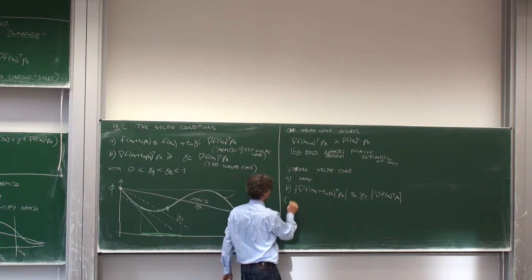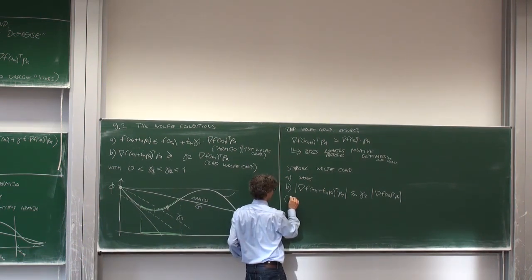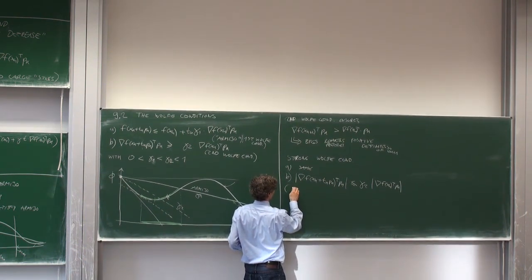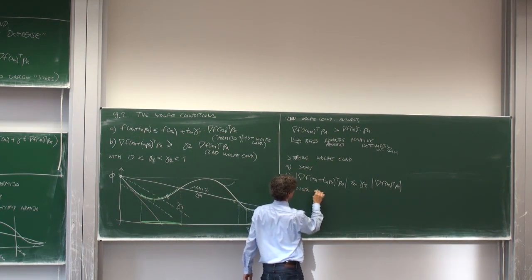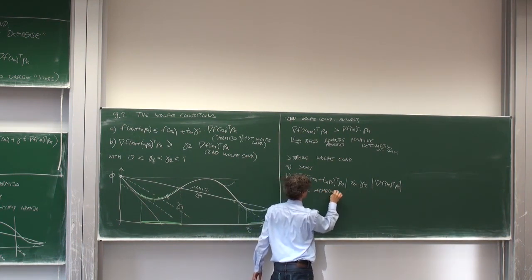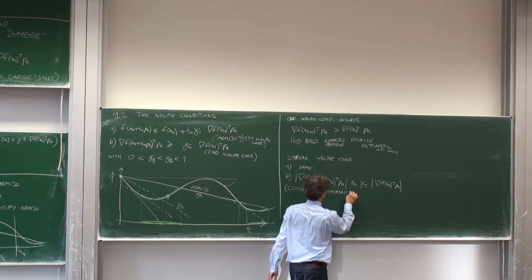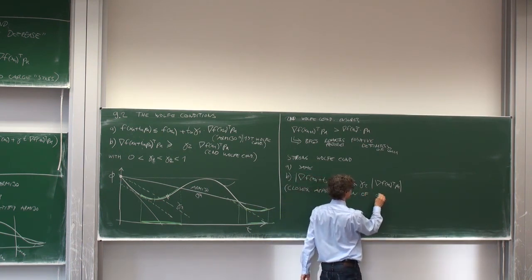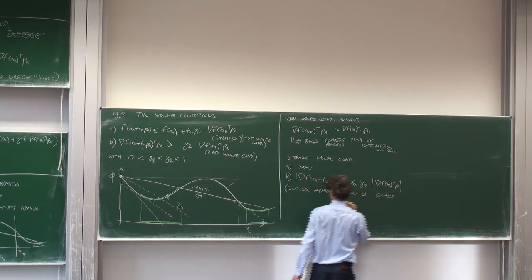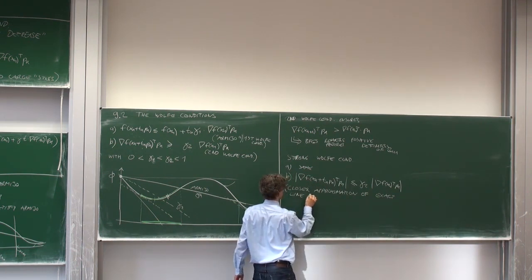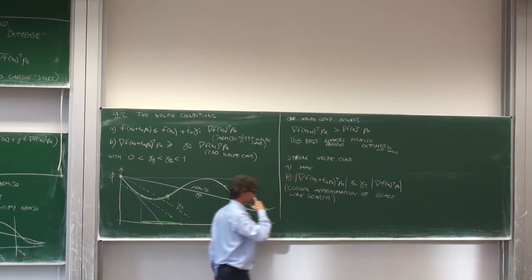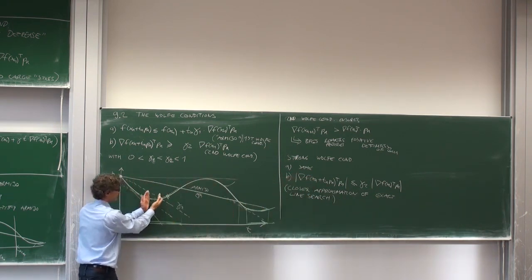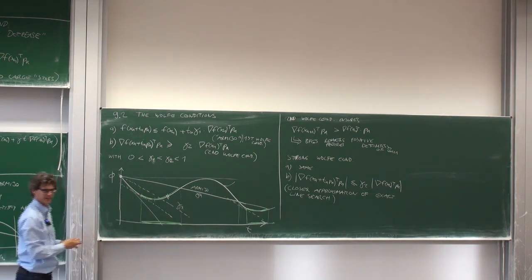So that is stronger, and it's so to say closer to the exact line search minimum. So exact line search means that you would like to have a local minimum which satisfies the Armijo condition.